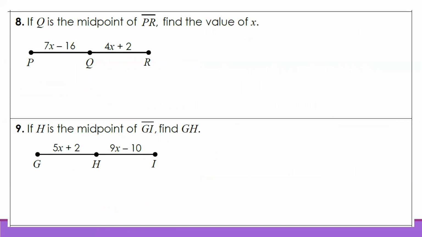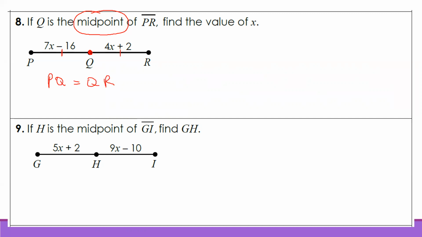So in number 8, it says that Q is the midpoint of PR. The key word here is midpoint. Midpoint means point in the middle. So Q is exactly in the middle, which means that PQ has to be exactly the same length as QR. That's the definition of midpoint, the point in the middle making two congruent pieces. So knowing that Q is the midpoint, I can say that PQ is equal to QR.